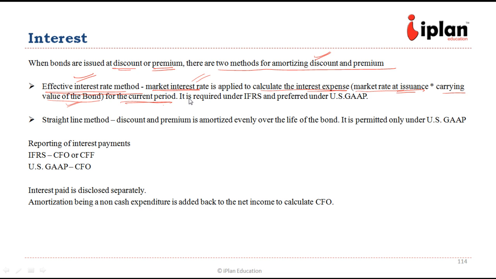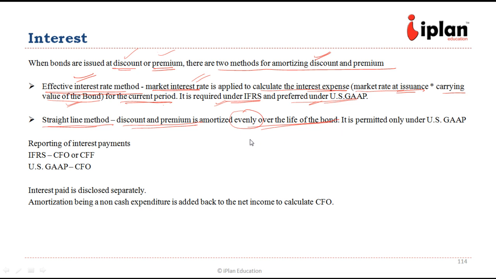As we have seen earlier, if the bond is issued at a discount or premium, there is going to be a premium or discount which has to be amortized over the life of the bond. So one way of amortizing it is the effective interest rate method, which is required under IFRS and preferred under US GAAP. So it is not mandatory under US GAAP, but still preferred, and it is mandatory under IFRS. And the second method is the straight line method. When we know the total amount to be amortized, which is the discount or the premium, it is amortized evenly over the life of the bond. Suppose it is 3 years, so we simply divide it by 3.